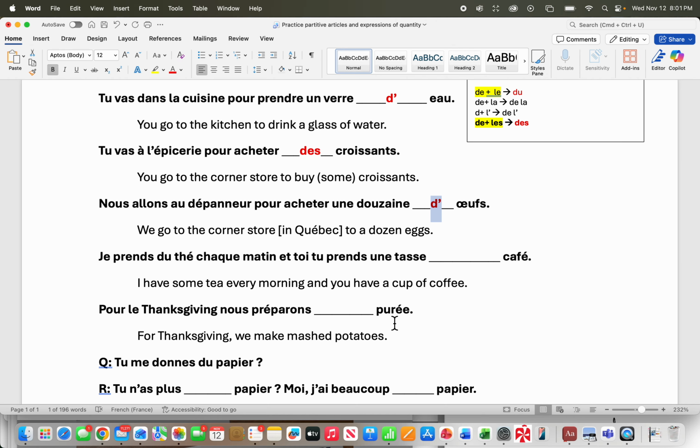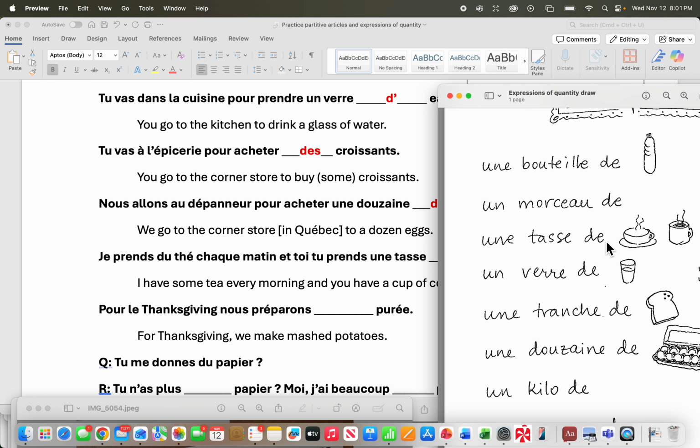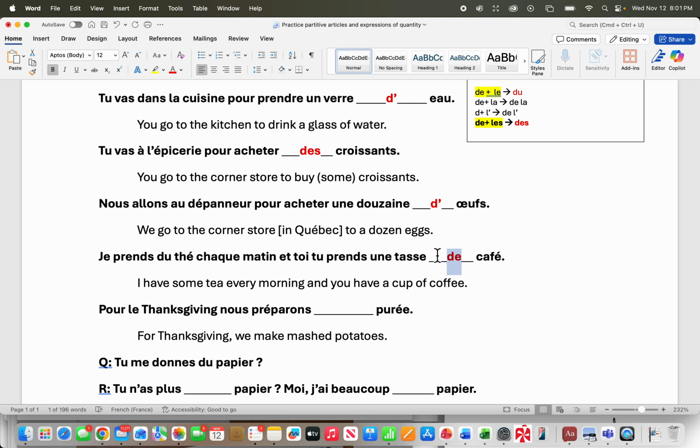Je prends du thé chaque matin et toi tu prends une tasse. It's the same thing. A cup of coffee. It is a set expression. Une tasse de café. And right here, une tasse de café.